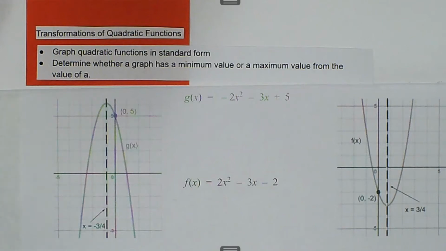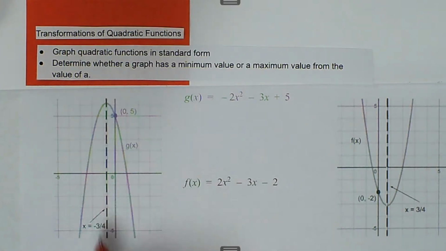We are talking about transformations of quadratic functions, and we want to graph quadratic functions in standard form. Determine whether a graph has a minimum value or a maximum value from the value of a. So right now, we're going to focus on calculating the axis of symmetry.